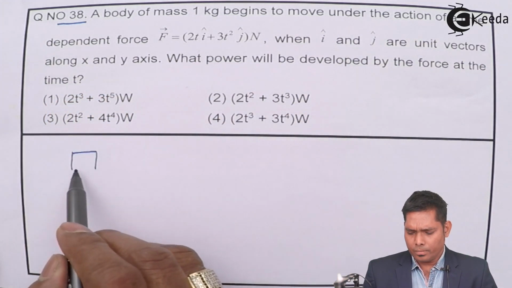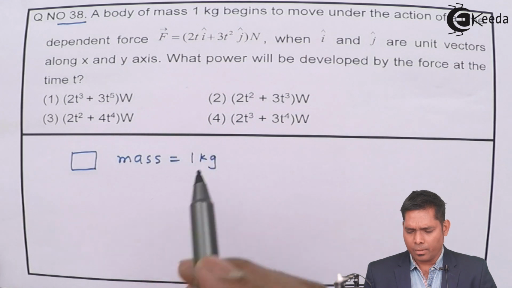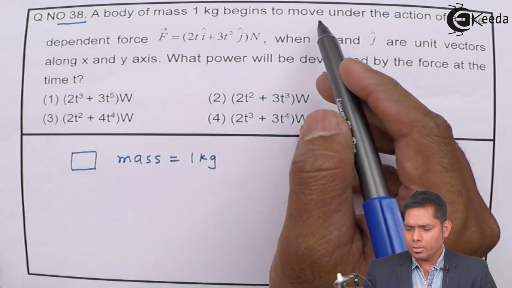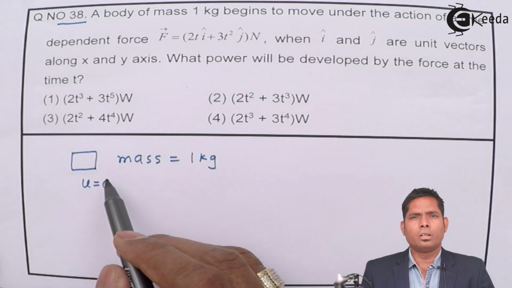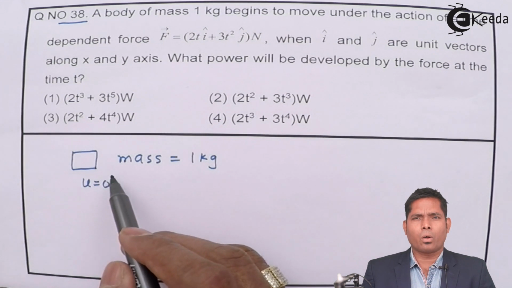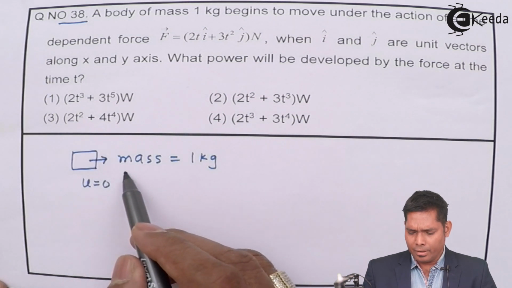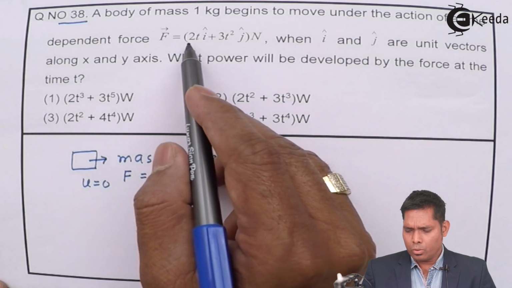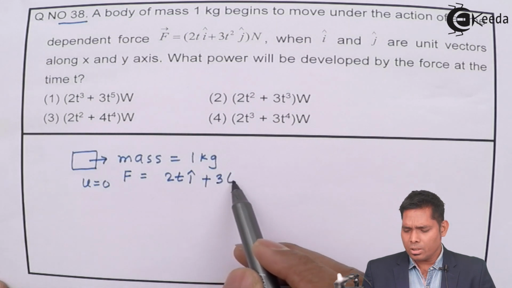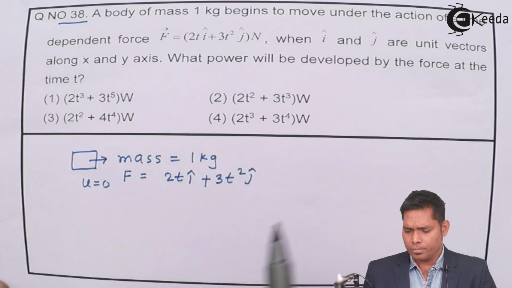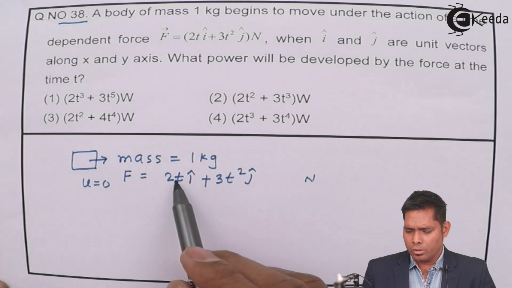There is a block of mass 1 kilogram. It begins to move, which means its initial velocity is 0. Its motion is starting from rest, and the force that is applied is 2t i cap plus 3t square j cap Newton. So this is a variable force, a function of time.